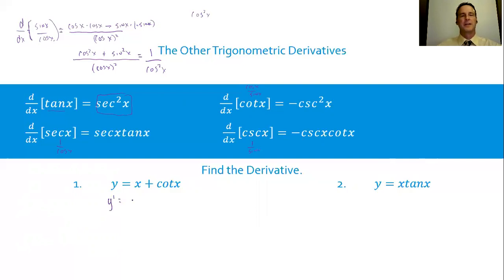Well, I know the derivative of x. And remember, this is not a times sign, so I don't have a product rule here. It's just a plain take the derivative of x, which is 1. And the derivative of cotangent, well, that's kind of handy. It's right here. It's negative cosecant squared x.